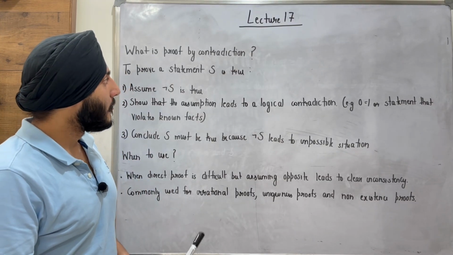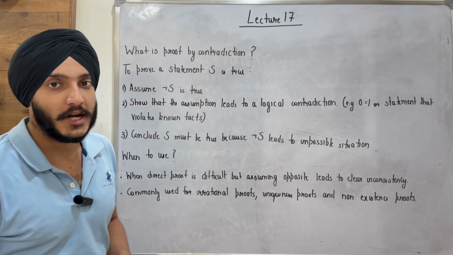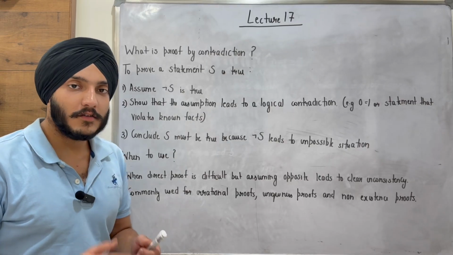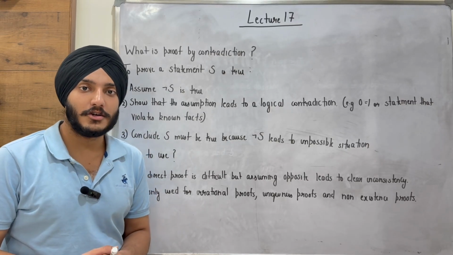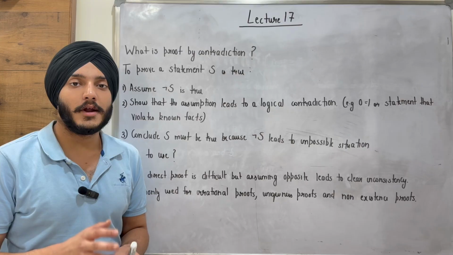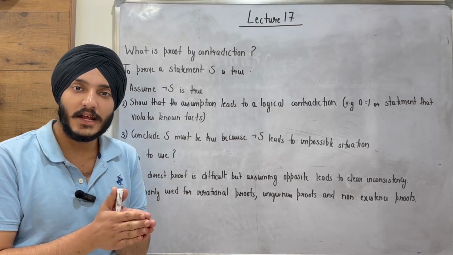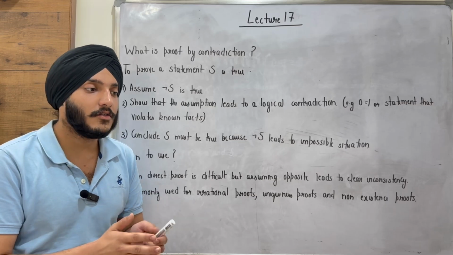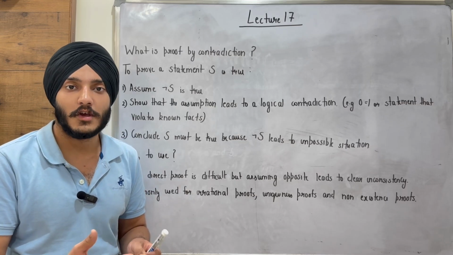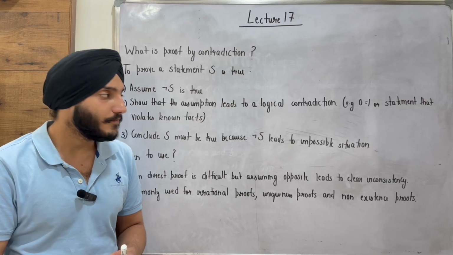In this lecture, we will be understanding what is proof by contradiction. So let's first try to understand what is basically proof by contradiction. It's simply that I'm trying to contradict somebody's fact, and then I assume what somebody is saying is true. And then I make some assumptions which lead to a contradiction.